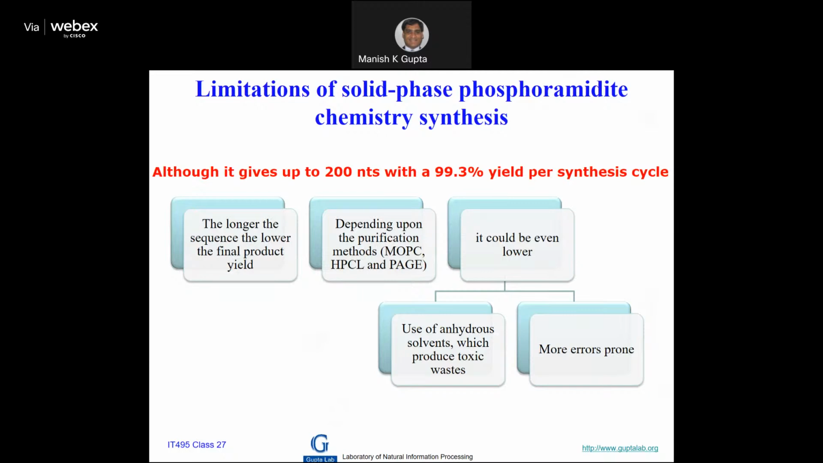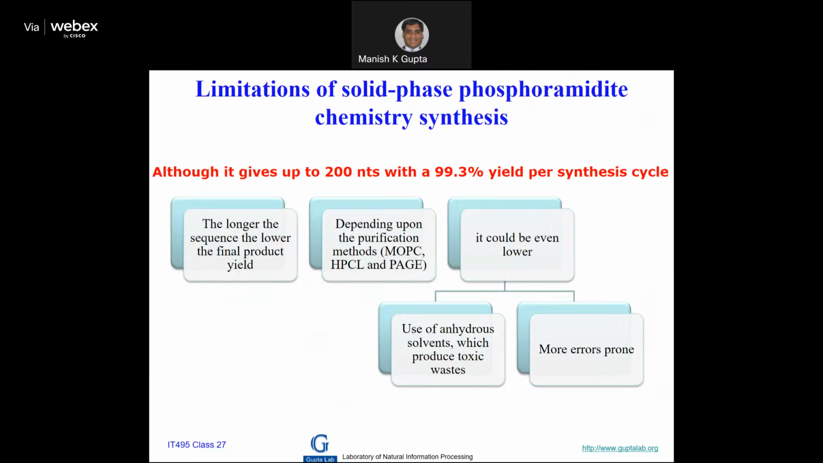Also, depending upon the purification method, there are 3 popular methods for purification, the production yield could be even lower in this chemical synthesis. And toxic waste is produced in this, so it's not green. In fact, the US government has put a ban on some of the toxic waste generated through this DNA synthesis. And it is more error prone, so errors are more. So in all ways, though it was a very important discovery, people are using it so much, and an industry has been created based on this, there are still problems with it, right?